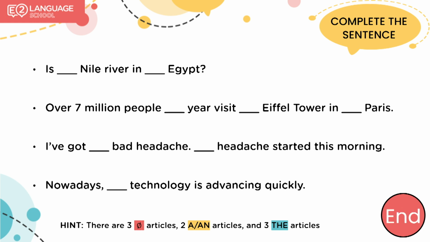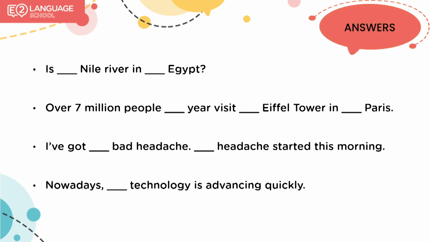Okay, how did you go? Let's take a look at the answers. So, for our first sentence, we need to say, is the Nile River in Egypt? We need to use the for rivers. And Egypt is a proper noun, it's a country, so we use no article.